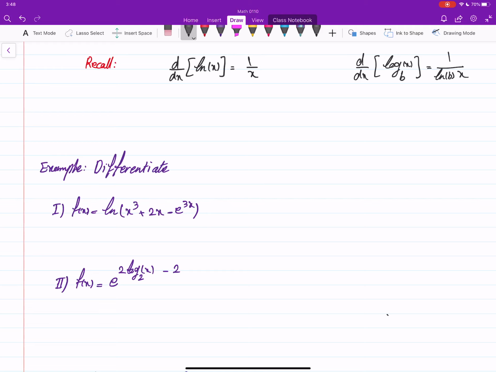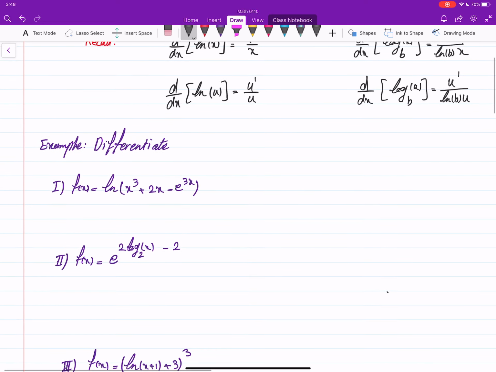How about the derivative of ln of a function u? This is chain rule plus the rule above. It will give us u prime over u. And the same story goes for log of u base general b, u prime over ln b times u. So these are the rules that you have to know, and we'll use them in different situations. We will need to differentiate functions. Here, let's start working on these ones.